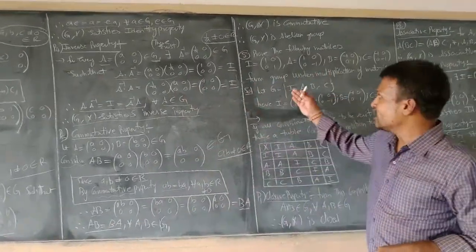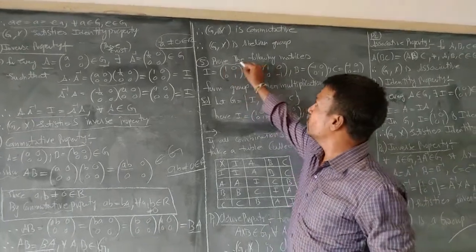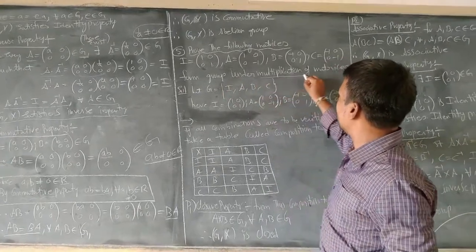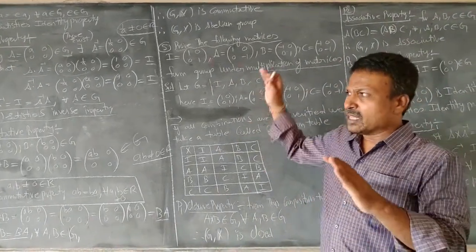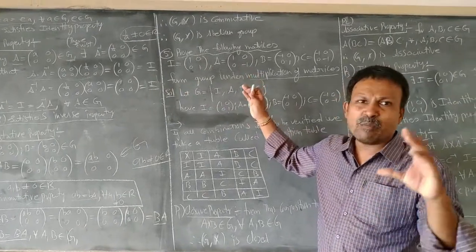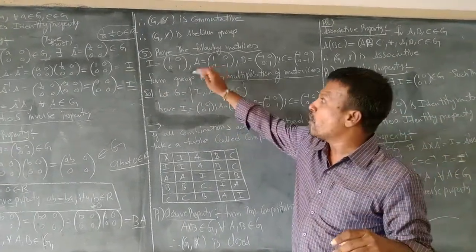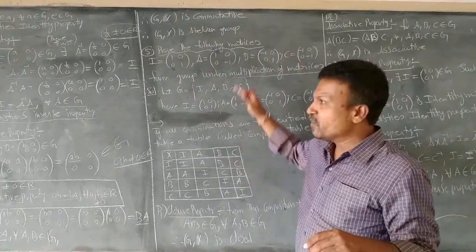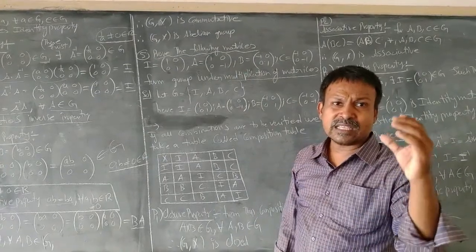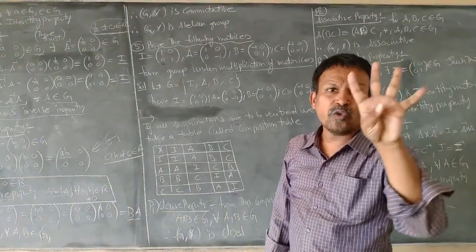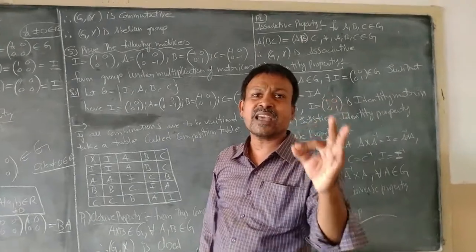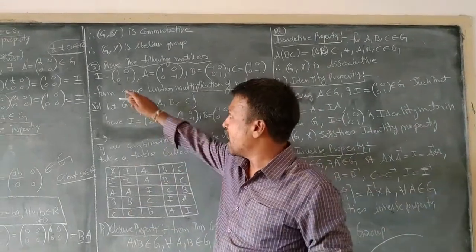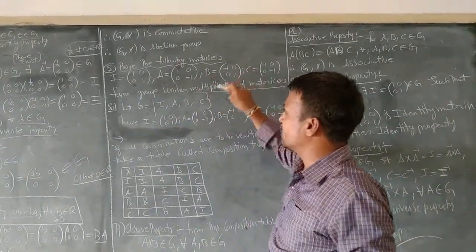I will move on to the next problem. See the statement carefully. Prove the following matrices form a group under multiplication of matrices. So it is the same statement with a slight modification, giving 4 matrices. They are capital I, capital A, capital B and capital C, which is a finite set. That is, the set of matrices contains only 4 matrices. Therefore, the given set G is a finite set. Why? Because it contains a countable number of matrices: capital I, capital A, capital B and capital C.